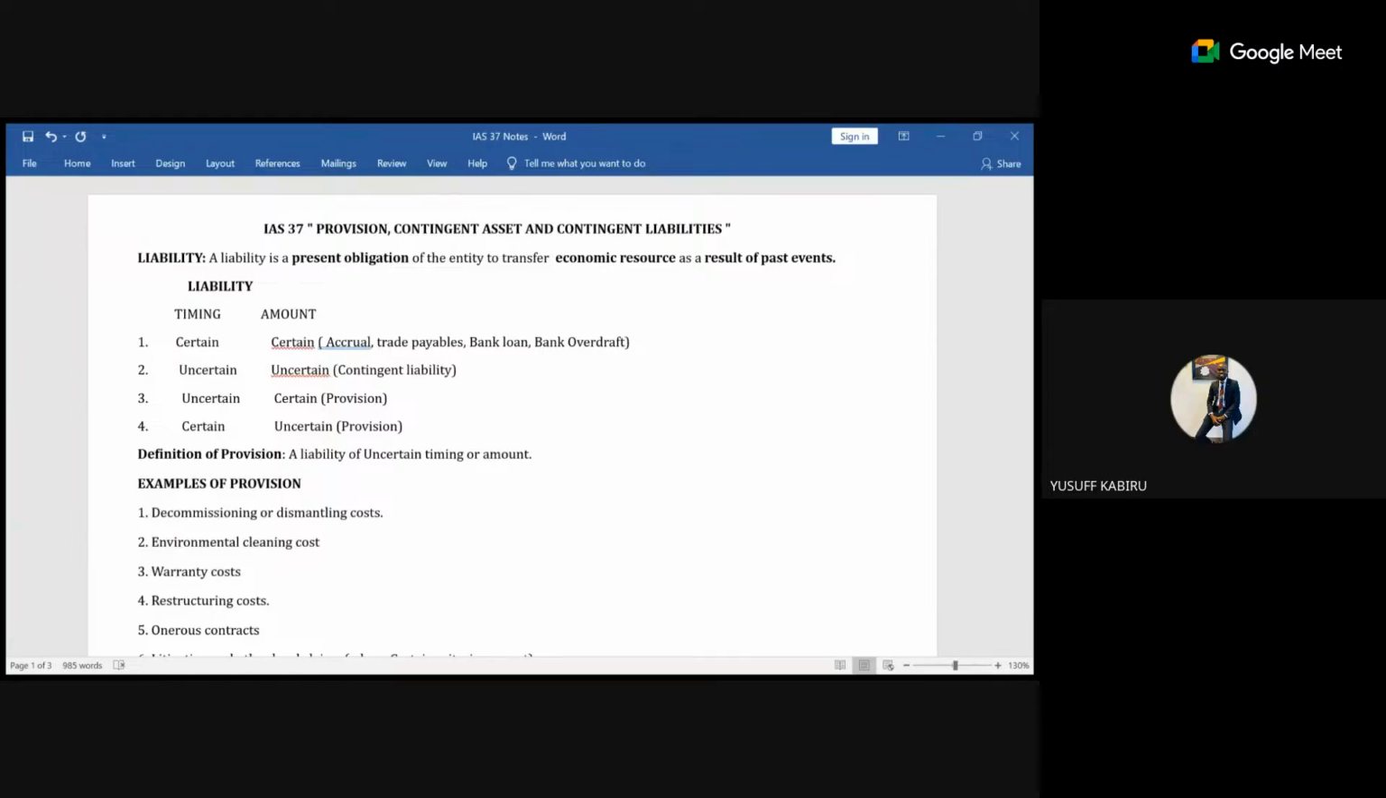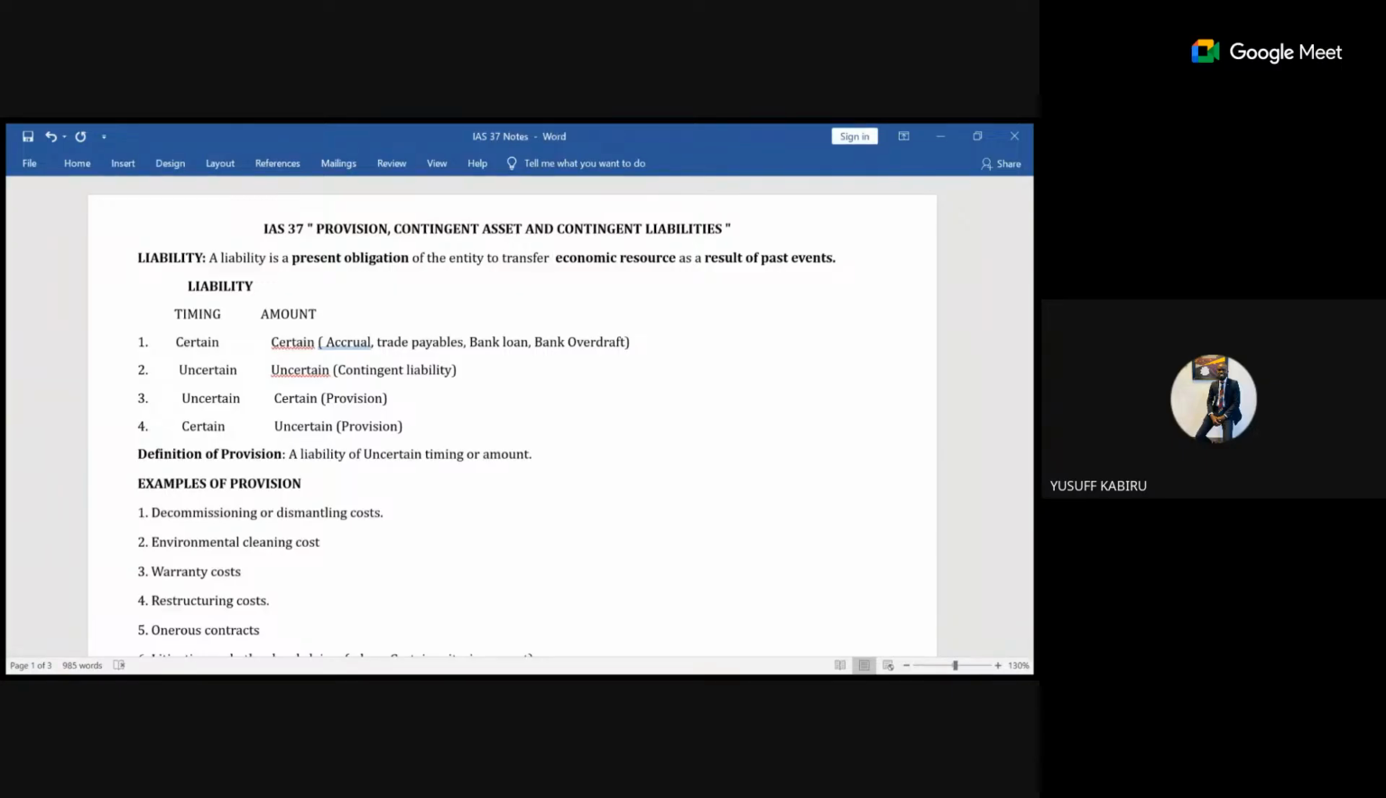So now there are four instances where liability can occur. Number one is where the amount you are owing and when you are going to pay, that means the timing, the time you are going to pay it, and the amount you are paying are certain. That means you know it. That's point number one: when the timing of the liability is certain and the amount is certain.